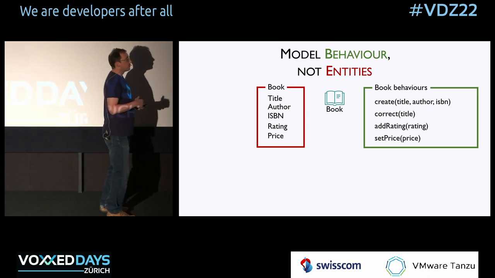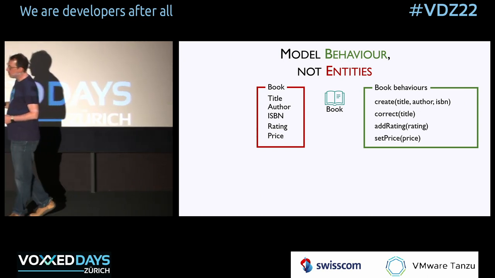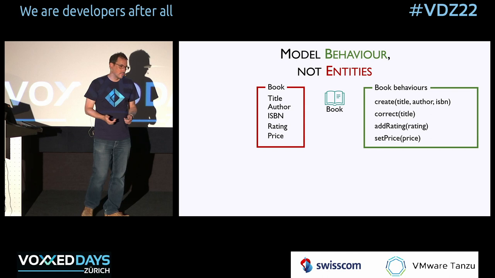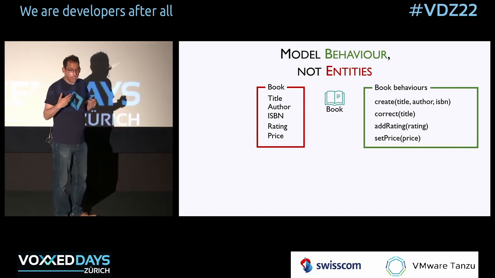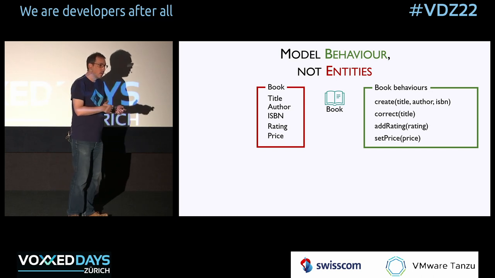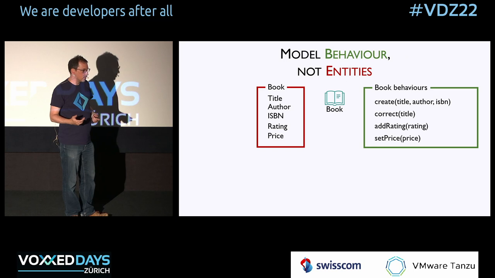Then readers want to add ratings, so I should be able to add ratings, and I should be able to set the price. And the price will probably change over time. Maybe I can add a book to the catalog without the price, because I don't know the price yet, so we will add it later.